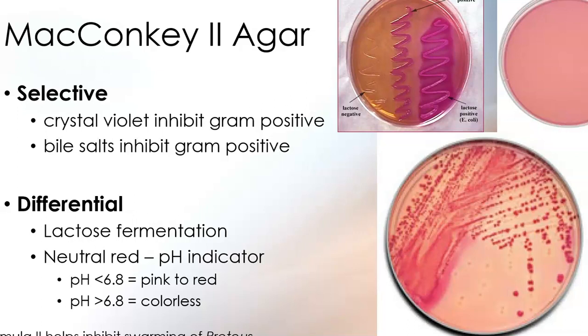So what we did was we added crystal violet, because crystal violet will inhibit gram positives. It'll inhibit gram positive bacteria. It will not inhibit yeast. Okay, you will and can find yeast growing on MacConkey. And we have the bile salts to get rid of some of those other extraneous gram negatives that aren't normally found in the intestines.